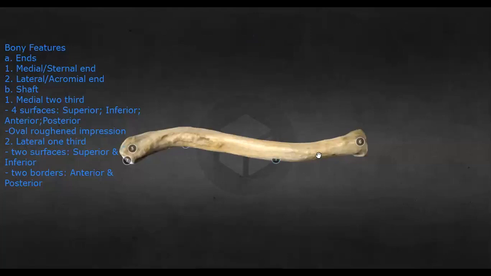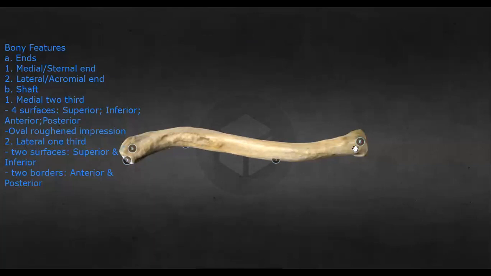The ends are labeled as a medial end and a lateral end. You can see the difference in the shapes and sizes of these two ends. The medial end is almost cylindrical or quadrangular in shape, whereas the lateral end is flat from above downwards.